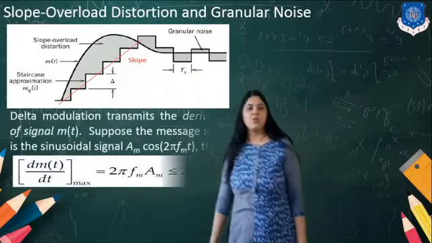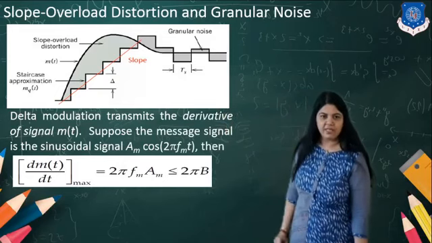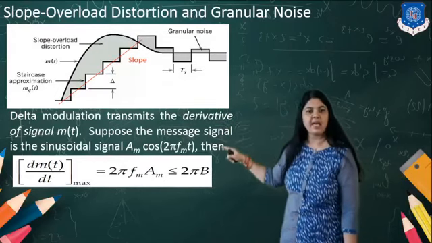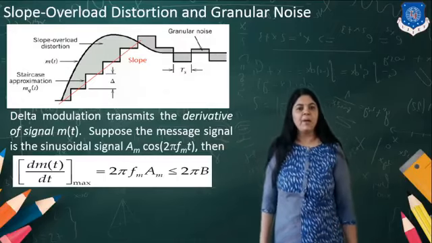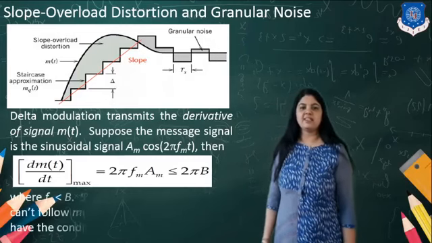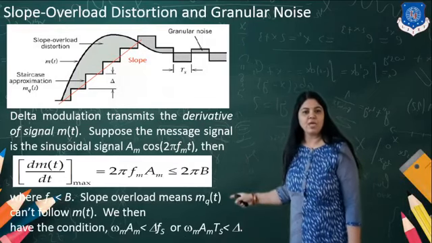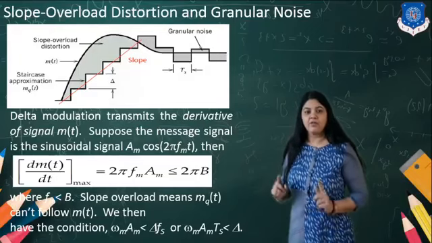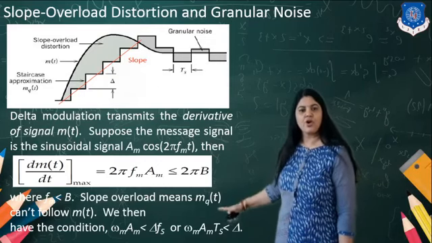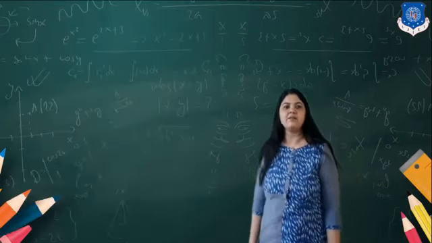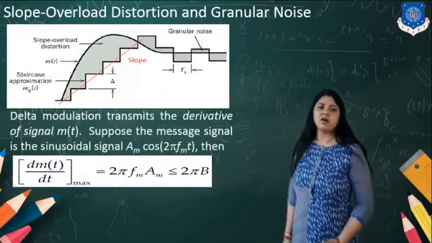You can see the slope overload distortion in the delta modulation that transmits the derivative of m(t). Suppose the message signal is Am cos 2 pi fm t, then dm(t)/dt is 2 pi fm Am, and that is less than 2 pi B, where f is less than B. Slope overload means mq(t) cannot follow m(t), and we have the condition omega m Am less than delta Fs, or omega m Am Ts less than delta. So here we have this signal.